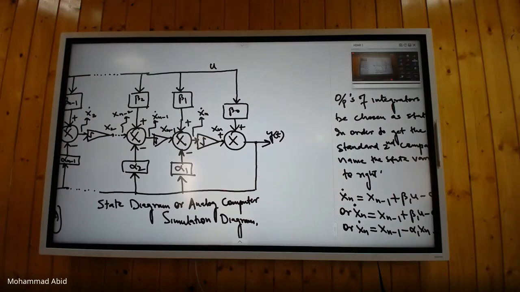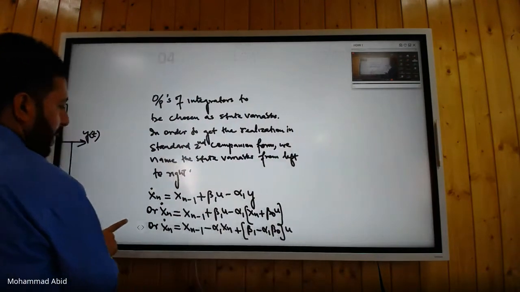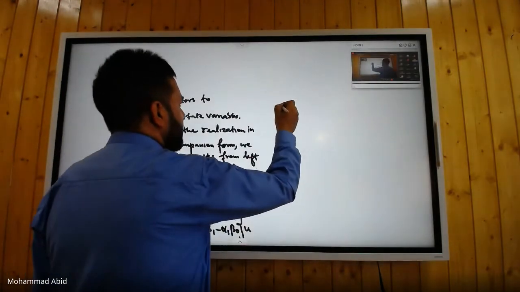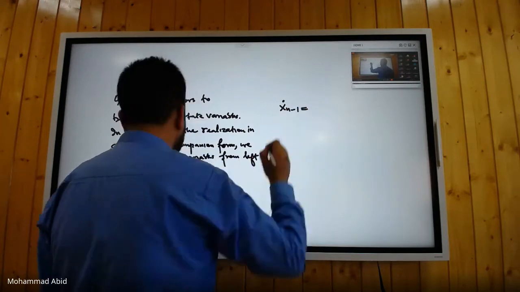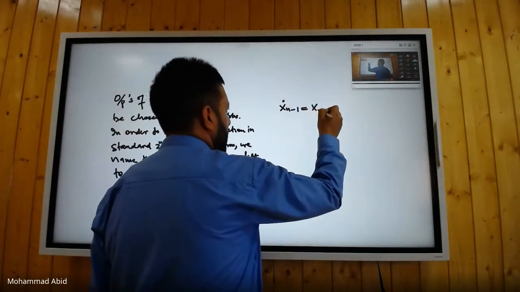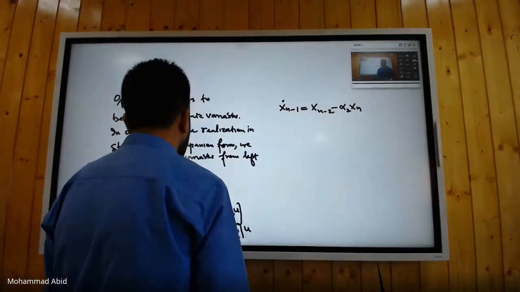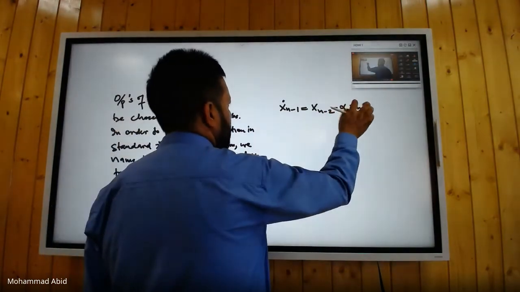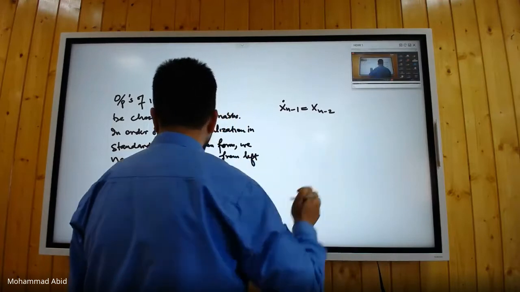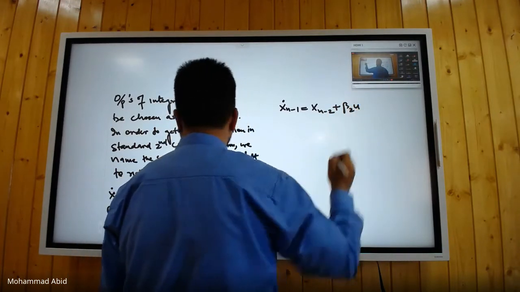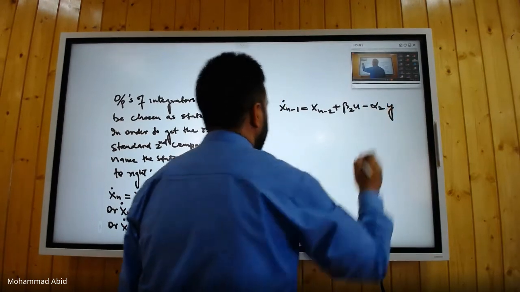Are you following me? Yes, sir. This will be xn minus 2. So xn minus 1 dot will be equal to xn minus 2 plus beta 2 u minus alpha 2 y. Is that okay? Yes, sir. I'll write down the complete equation: xn minus 1 dot equal to xn minus 2 plus beta 2 u minus alpha 2 y. Is that okay?